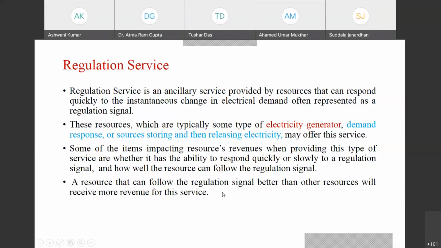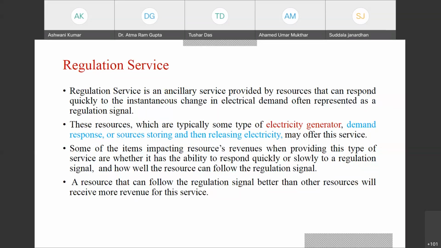So resource revenue is very important here, because once we have the generators or reserve available with us, these reserves are not free, they need to be provided revenue. Otherwise they will not sustain. So the revenue decision by the regulatory body, as well as how they will be paid, what will be the mechanism, that needs to be developed. Many articles are coming for the cost of the reserve services to be paid to the service providers.